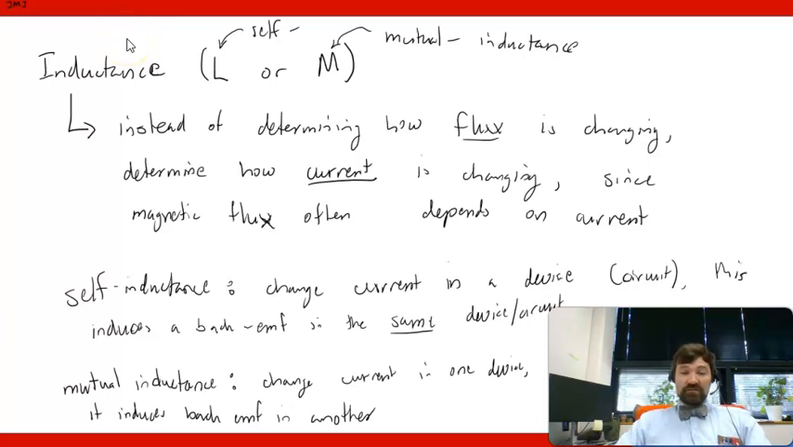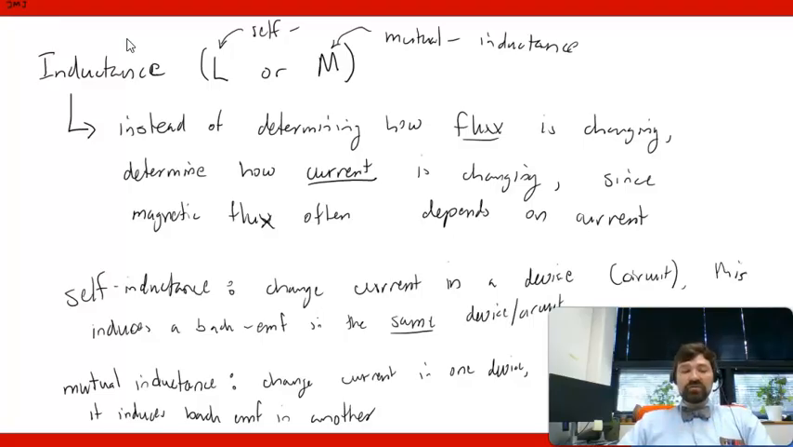So self-inductance, basically you're expecting there to be one device or maybe one circuit involved, and if you make a change to the current in that device, then you get a back EMF in that same device. With mutual inductance, you have two or more devices, and changing the current in one of the devices causes there to be an induced EMF in the other device.